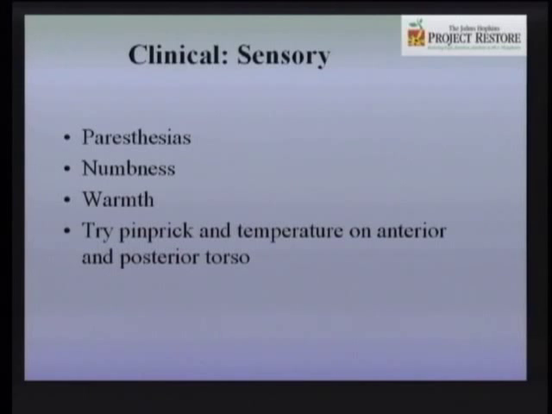Sometimes people will describe it as a warmth or a burning sensation, and the physician should really be doing a pinprick down the front and the back to define what level of the spinal cord is involved.